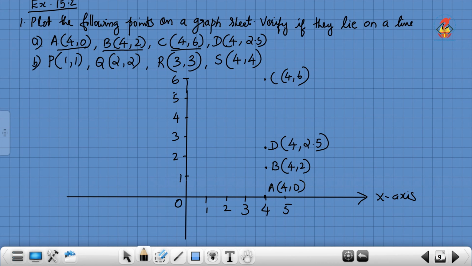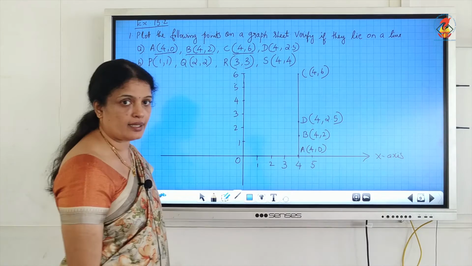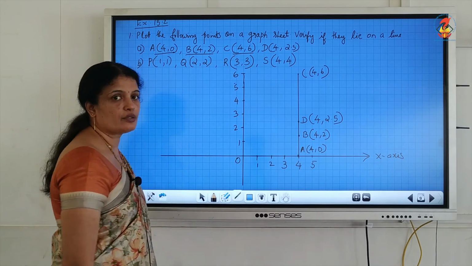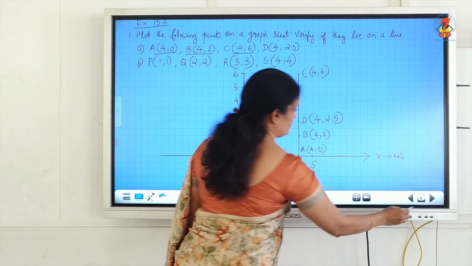Verify if they lie on a line. You just draw a line. All the points are on a line, lying on a line. Here A, B, C, D. These 4 points have the same x coordinate 4. That means they represent what? A straight line. Next, B and C you can do as homework.